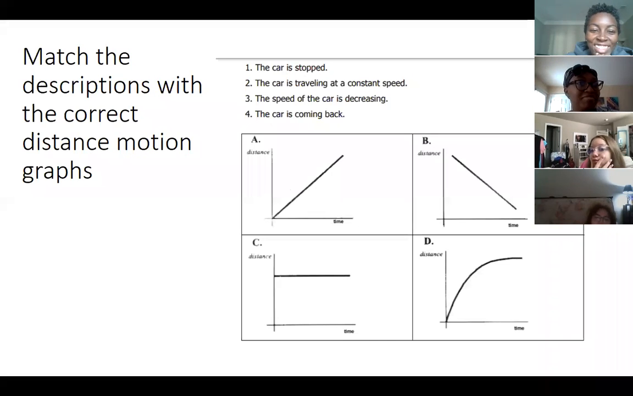All right, which one is the car stopped? Which one is the car traveling at a constant speed? Which one is the speed of the car decreasing? And which one is the car coming back? You can private chat me. I can see the chats right now. So private chat me the ones you are pretty confident in.